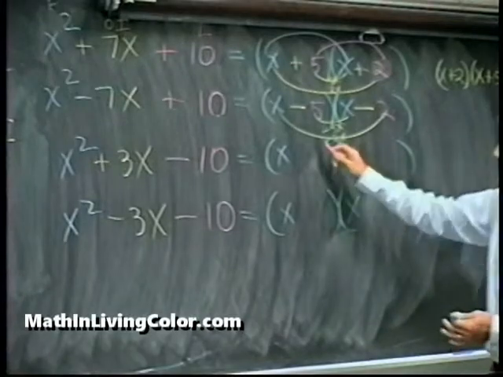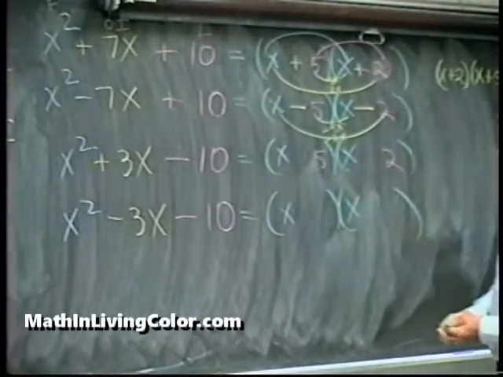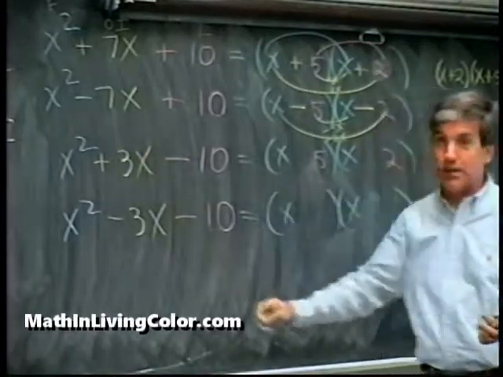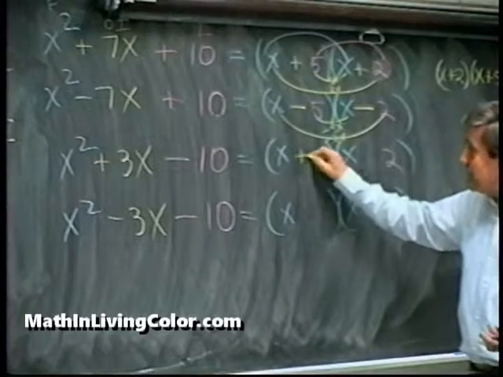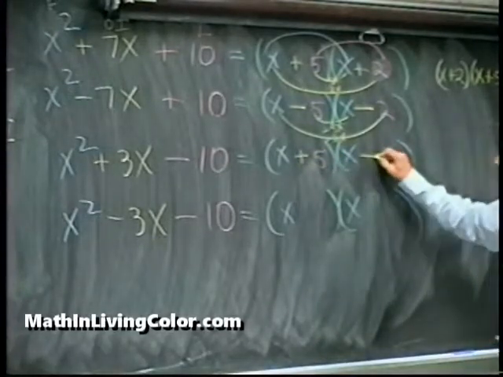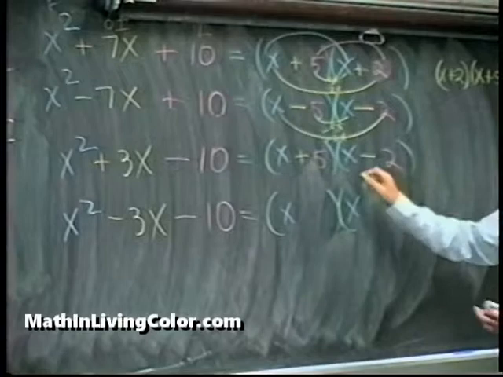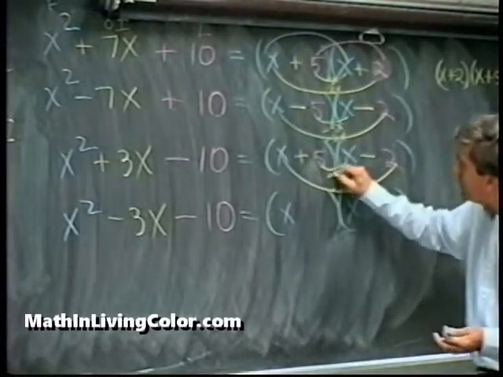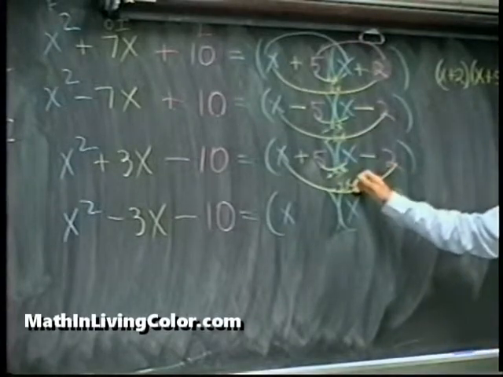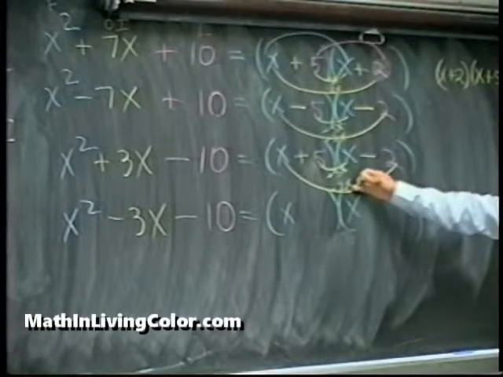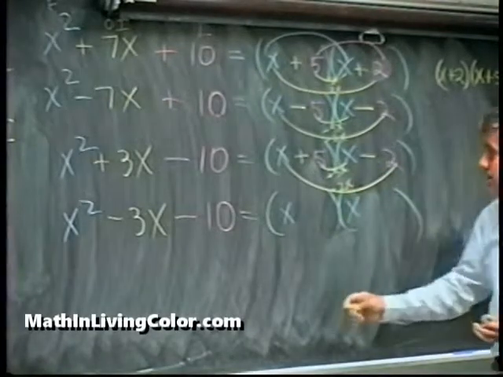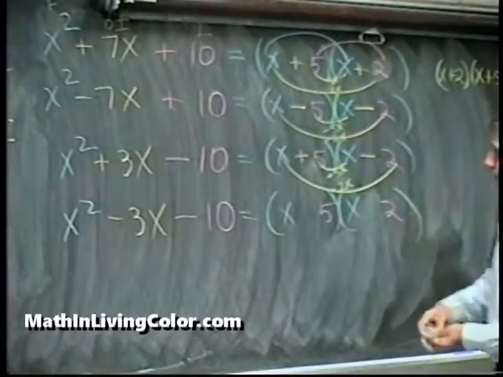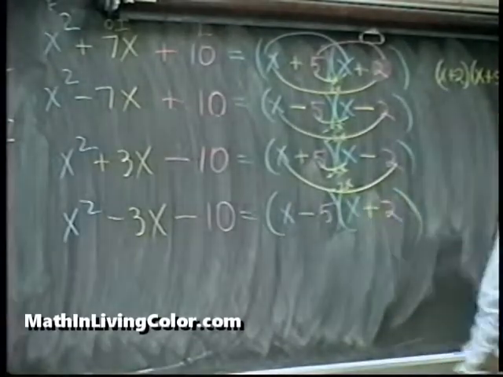So let's do that. It would be 5, 2. Now, which one do you want to be positive if you want it to add up to a positive 3? Make it a positive 5 and a -2. You see that? Because if I do this, I'll have for the outer times outer a -2x, for the inner times inner a positive 5x, and that would be a total of 3x. Now, for the last one down here, it would have to be a 5 and a 2 again. And let's make this a -5 and a positive 2.